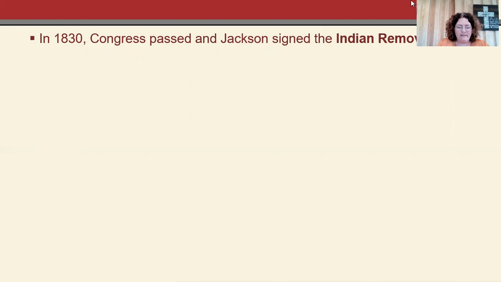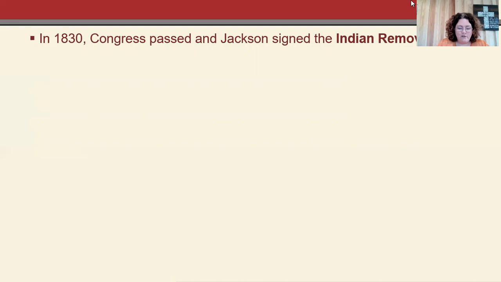And in the spring of 1829, gold was discovered on Cherokee land and prospectors moved in. Jackson withdrew federal troops and asserted that the only way to protect the Cherokees was to move them west. In 1830, Congress passed and Jackson signed the Indian Removal Act, which said that the Indians who left their lands east of the Mississippi would be given lands west of the Mississippi.